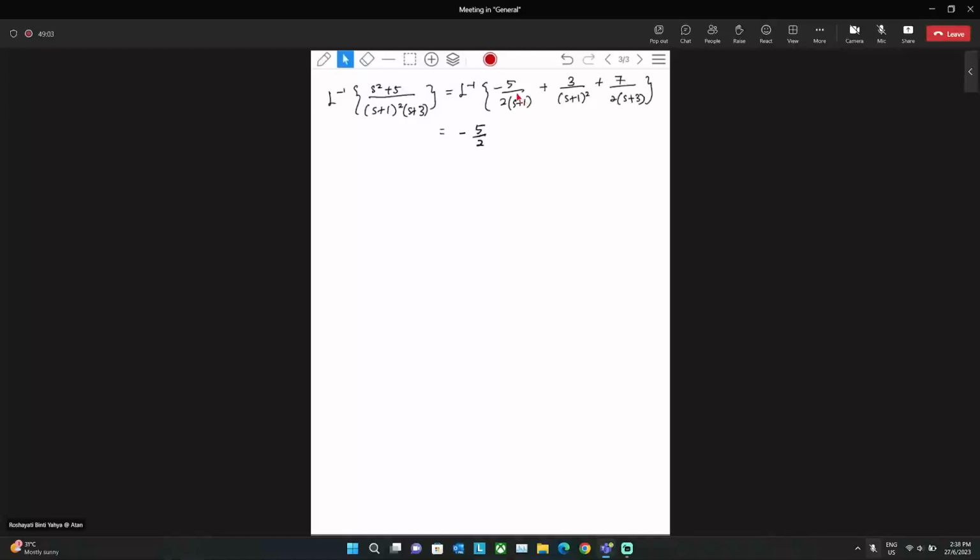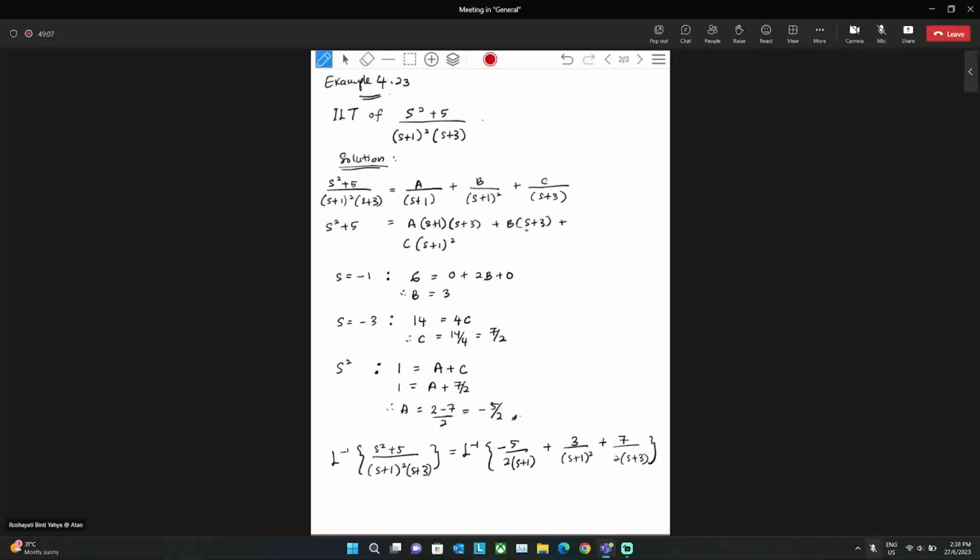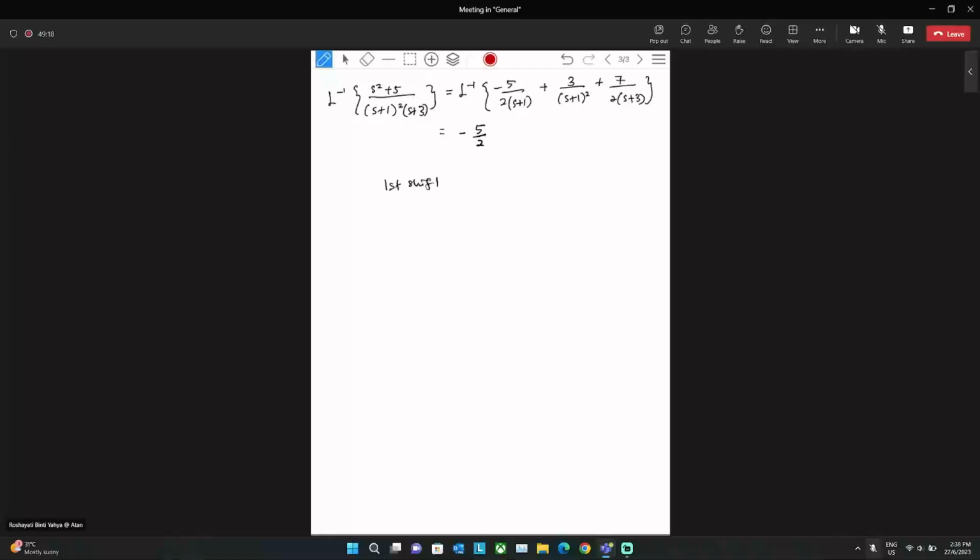First shift. So based on the first shift property, inverse Laplace transform of a function f of s minus a, you will get exponential, first shift, e to the power of at or negative at, times the inverse of f(s).